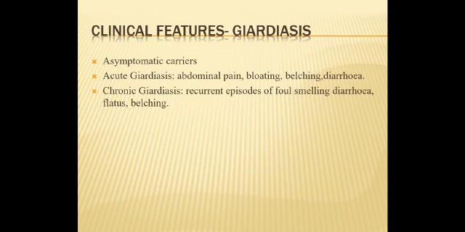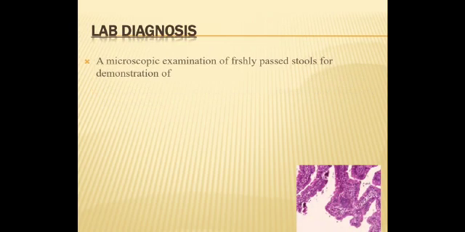Then there is a condition of acute giardiasis, wherein the patient will have severe abdominal pain, bloating, belching and diarrhea. This episode settles down. This is acute giardiasis. In chronic giardiasis, what happens? Such episodes keep repeating with foul smelling diarrhea, flatus, bloating, belching. They keep repeating over more than 6 months. That is chronic giardiasis. Now coming to lab diagnosis.